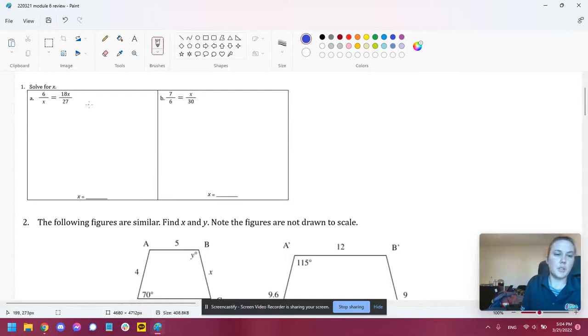Okay, number one is a skill that we'll use over and over again. It's solving for x when we have proportions or ratios or fractions set up. The way most people like to do it, and the way I'll go over it, is called cross multiplication.